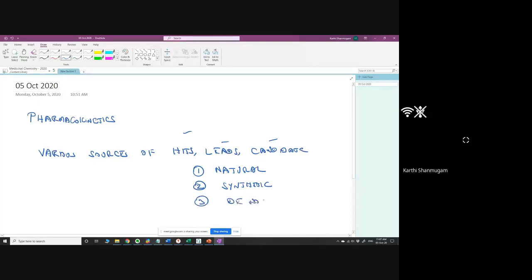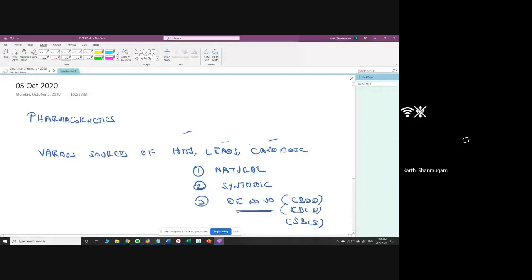This de novo ligand design is also called computer-based drug design, computer-based ligand design, or structure-based ligand design. All of this refers to the same thing. So these are the three major sources from which we can get hits, leads, and candidate drugs.